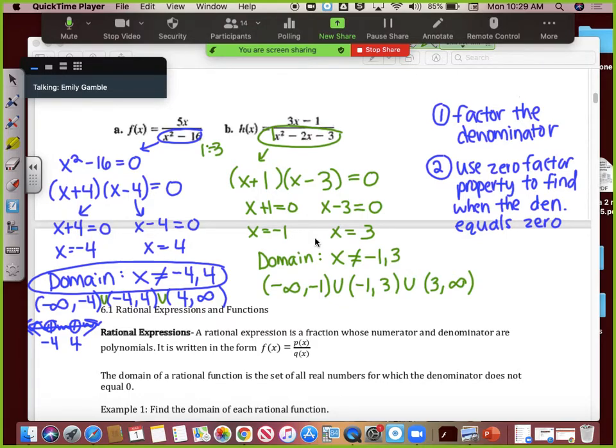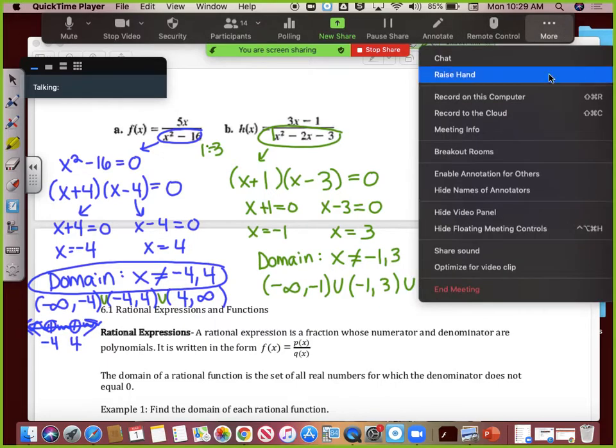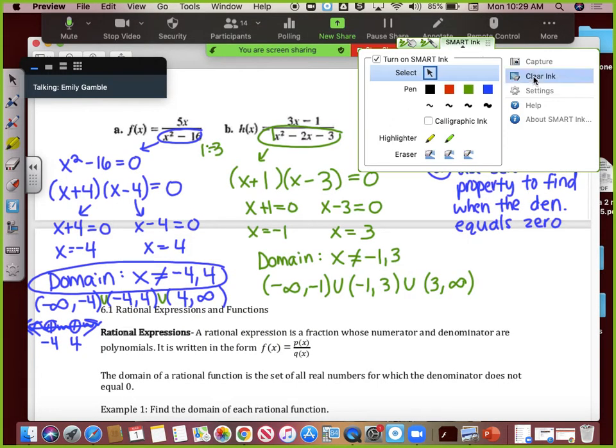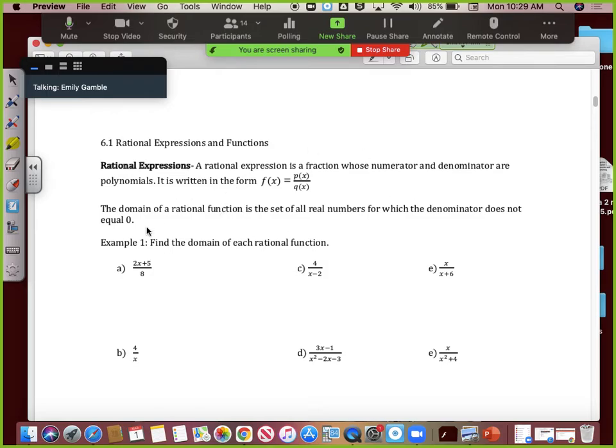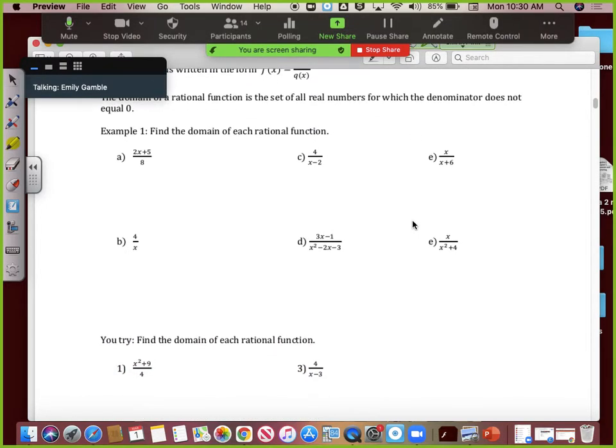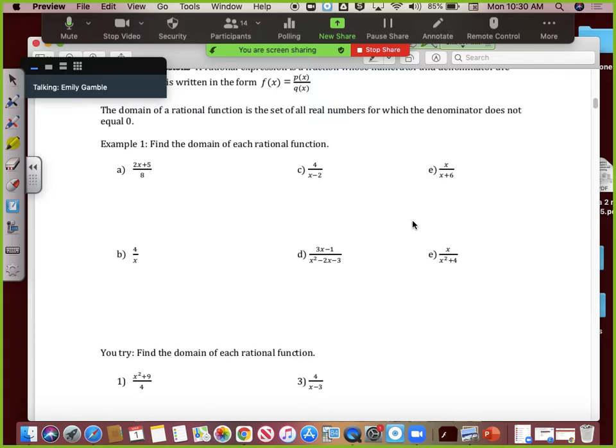All right, so if you flip this over to the next page, we have some practice problems. There's just some notes again here. Same thing as before. The domain of a rational function is the set of all numbers for which the denominator does not equal 0. In example 1, it wants us to find the domain of each rational function. When you're doing this, you are only looking at the denominator and when that denominator will equal 0. Letter A is actually the same exact one we did before, so I'm going to skip it. I'm going to start right with letter B.